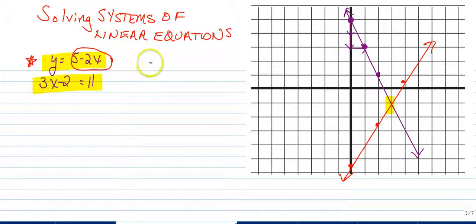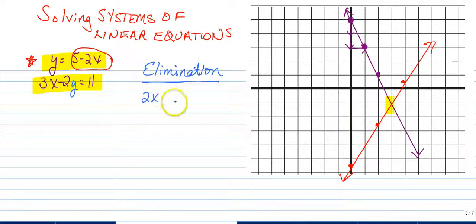Let me switch colors here. Let's go blue. So this is the elimination method, and the object is to eliminate, thus the name, either x or y. Now the first thing you have to do is get both equations in the same form. I lost my y on my second equation. Let me put that back in. So the first equation, I'm going to bring the 2x over to the left. 2x becomes positive, plus y equals 5. The second equation is 3x minus 2y equals 11. Now I've got both equations in the same order, in the same form, which is called standard form.